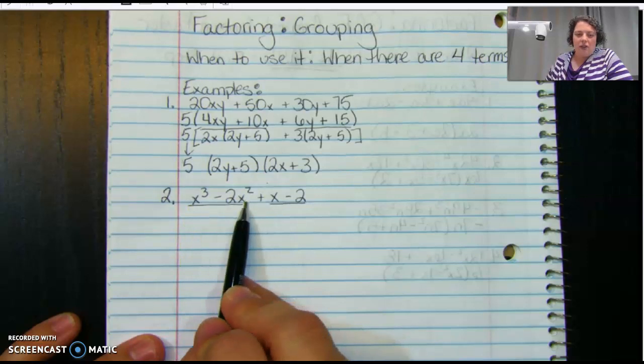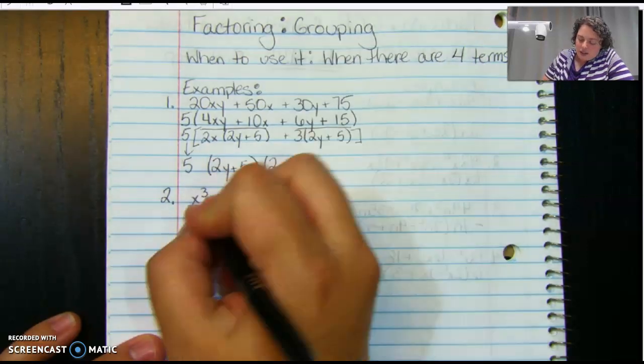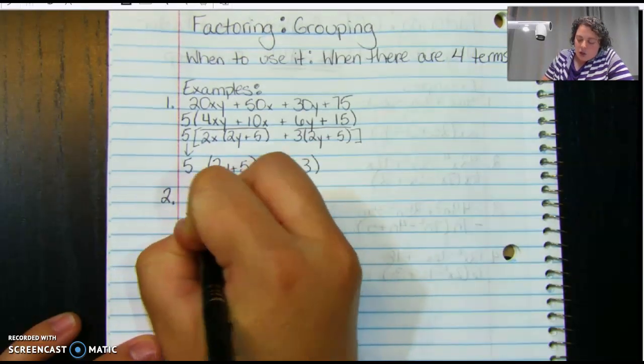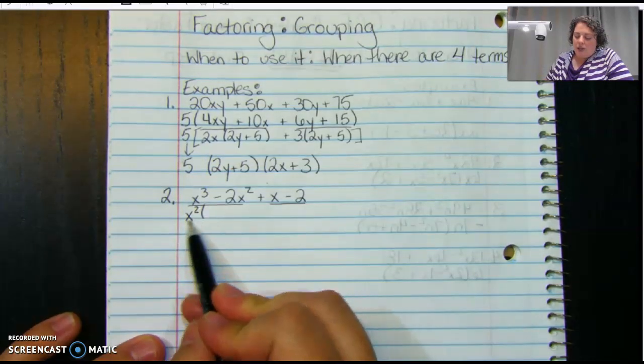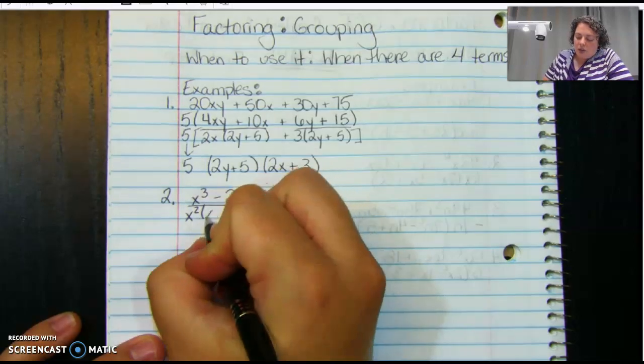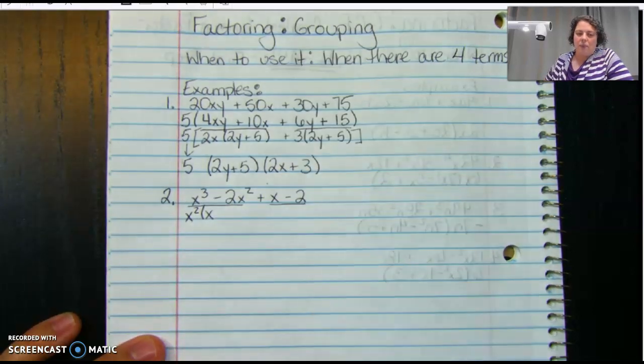Now what do these 2 have in common? Well, they both have at least x squared. So when I divide by x squared, x to the third, take away the x squared, you're going to be left with x to the first power.